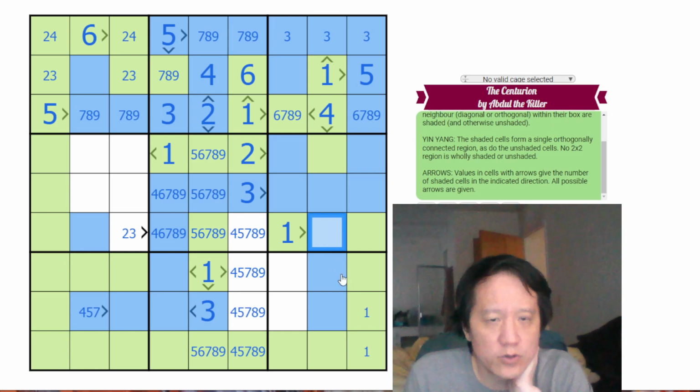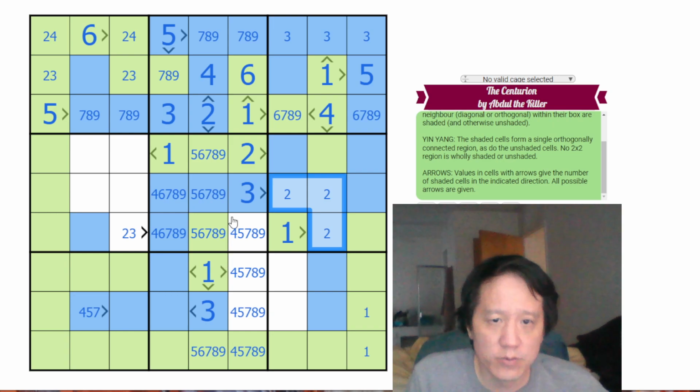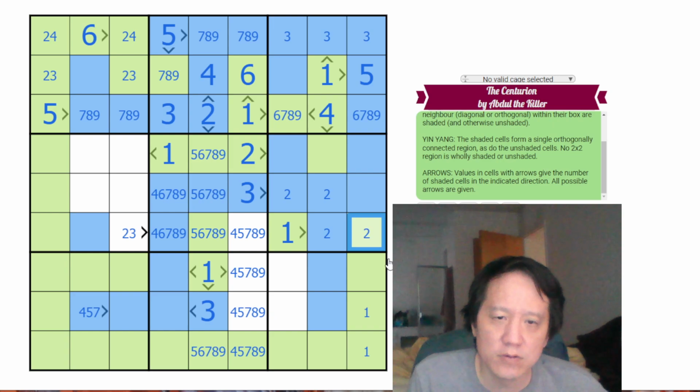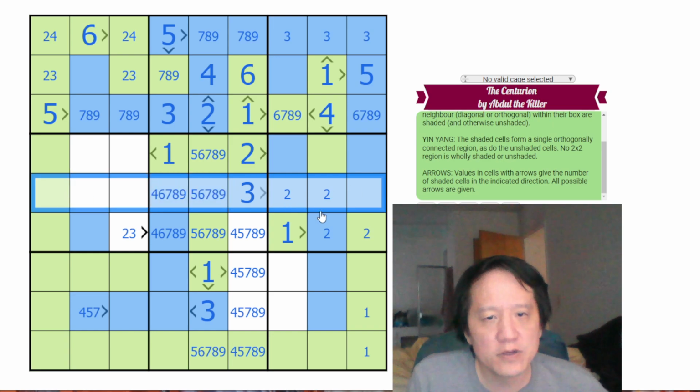2 has to be one of these 3, because it has to be next to 1. I guess it could be here. It could be not there. It cannot be here because it's not next to 1. Okay. That's fine. 3.